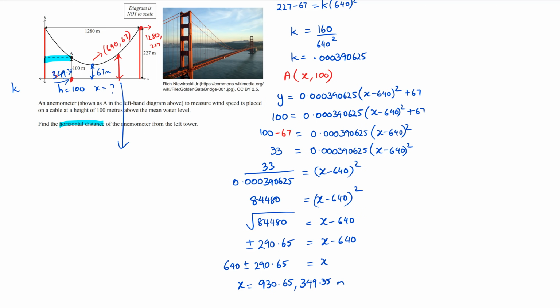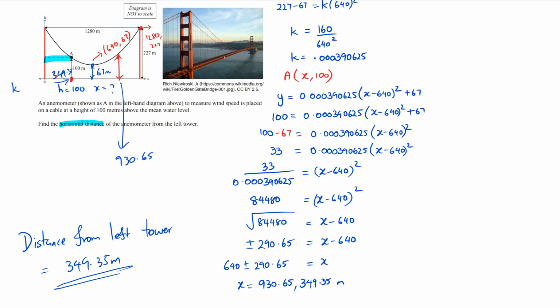And then the second point is 930.65. And so because we're looking for it from the left tower, we can actually say distance from left tower equals to 349.35 meters.